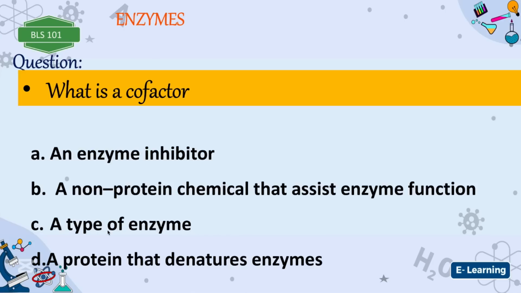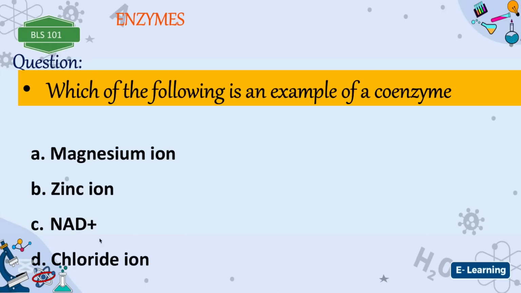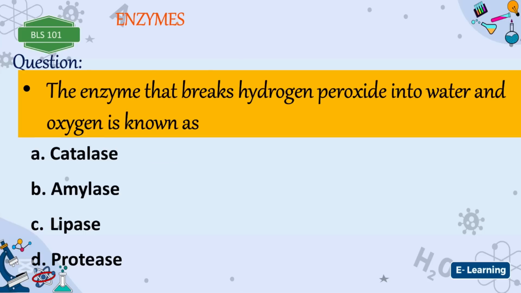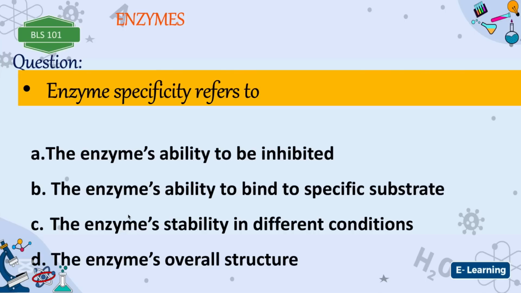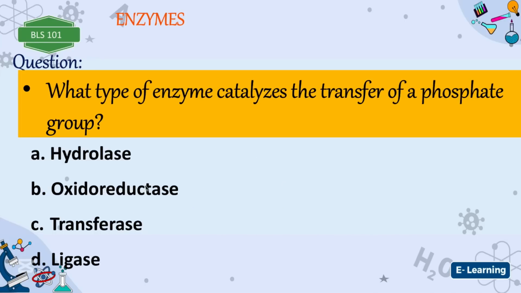Then, what is a cofactor? Cofactor is a non-protein chemical that assists enzyme function. We said that before. Which of the following is an example of a coenzyme? Take note, a coenzyme, we have NAD+. All these magnesium ion, zinc ion, chloride ion, they are what? Under inorganic cofactors. Now, the enzyme that breaks down hydrogen peroxide into water and oxygen is known as catalase. It's known as what? Catalase enzyme. Enzyme specificity refers to the enzyme's ability to be inhibited. No, the enzyme's ability to bind to a specific substrate. Should be. Now, what type of enzyme catalyzes the transfer of phosphate group?